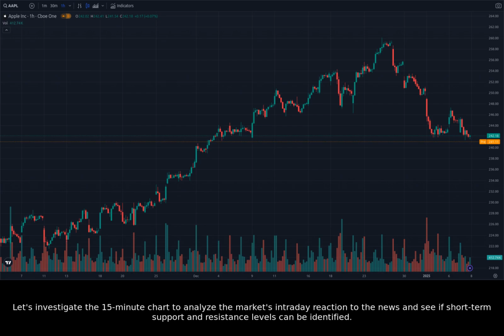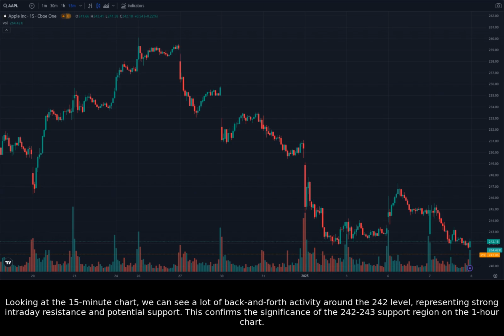Let's investigate the 15-minute chart to analyze the market's intraday reaction to the news and see if short-term support and resistance levels can be identified. Looking at the 15-minute chart, we can see a lot of back-and-forth activity around the 242 level, representing strong intraday resistance and potential support. This confirms the significance of the 242 to 243 support region on the 1-hour chart.